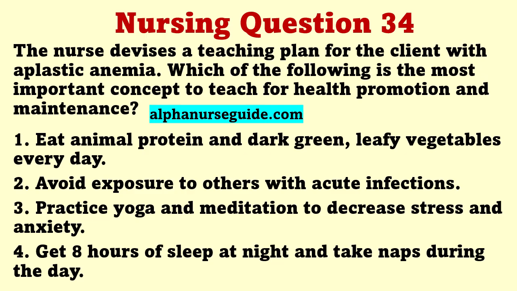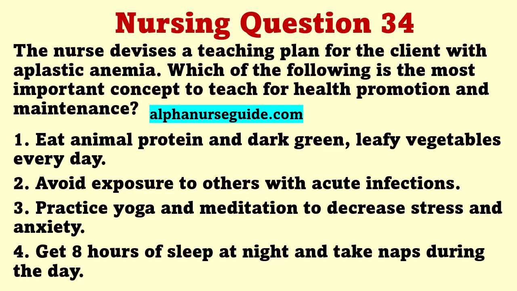The correct answer is 2. Avoid exposure to others with acute infections. Clients with aplastic anemia are severely immunocompromised and at risk for infection and possible death related to bone marrow suppression and pancytopenia. Strict aseptic technique and reverse isolation are important measures to prevent infection. Although diet, reduced stress, and rest are valued in supporting health, the potentially fatal consequence of an acute infection places it as a priority for teaching the client about health maintenance.